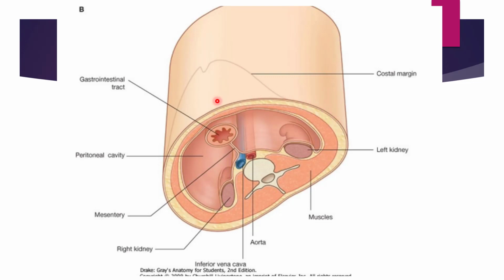This is skin, then there are many layers of the anterior abdominal wall, and this is the parietal peritoneum. See here, this is the parietal peritoneum, and then there will be visceral peritoneum also. And inside the peritoneum, between the two layers of the peritoneum, there will be peritoneal fluid.